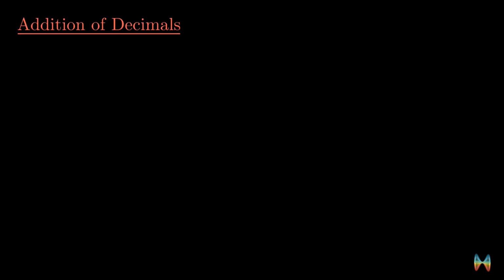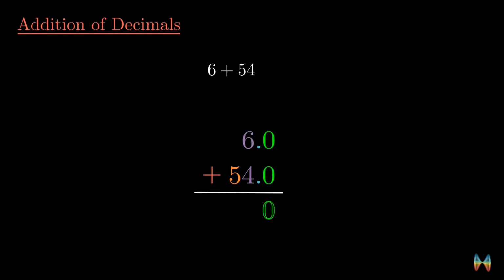This method can be used to add any set of numbers, even when you don't see a decimal. You can simply write a decimal to the end of the numbers and then align them and their respective digits and then add the numbers.